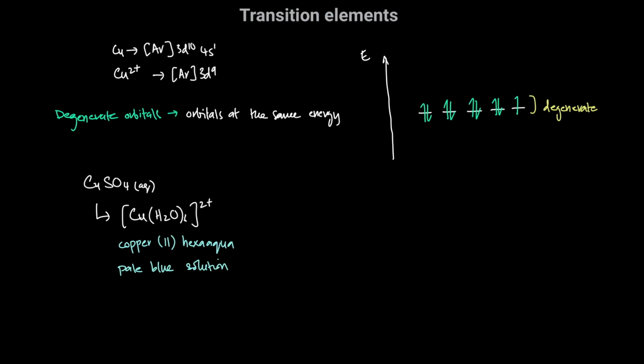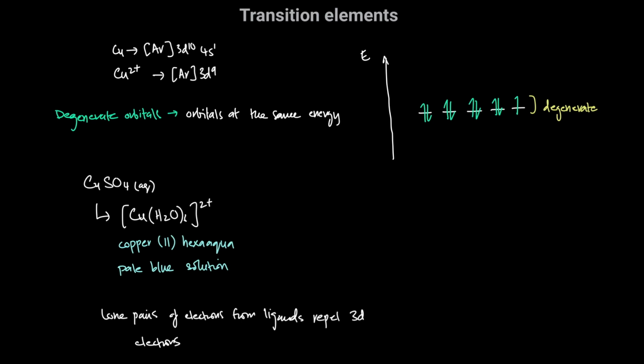So what we can say is that the lone pairs of electrons from ligands repel the 3D electrons.